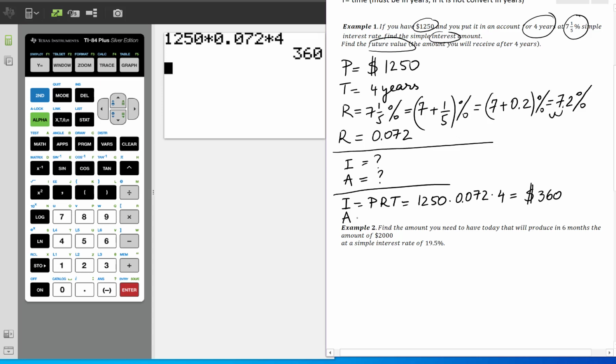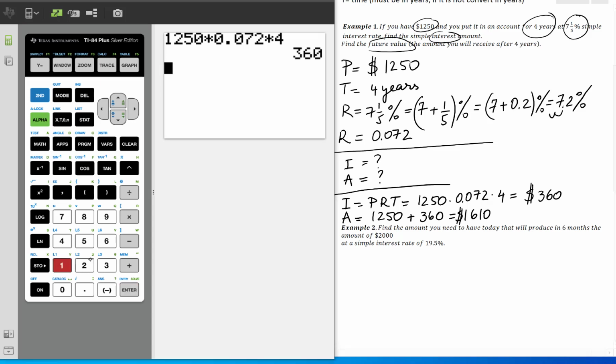Now the final amount is the amount that you started with plus the interest that you just earned. So it is 1,250 plus 360, and that's 1,610.